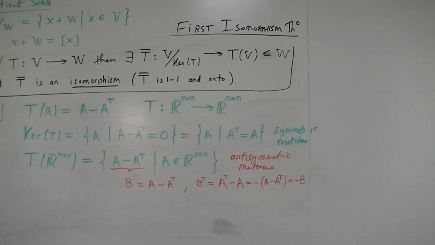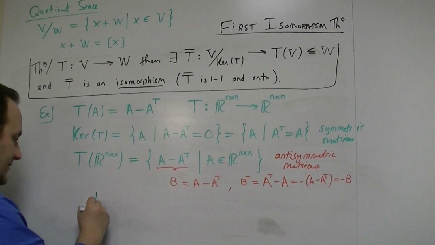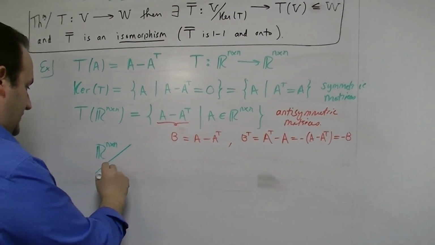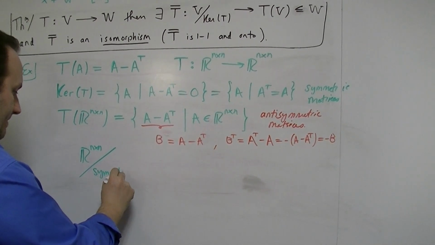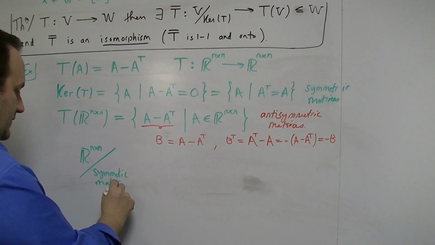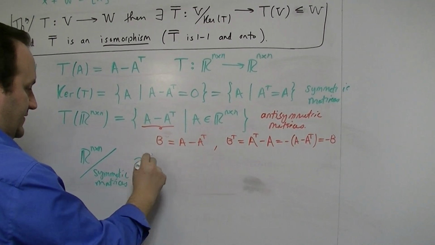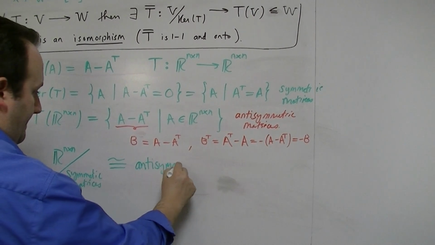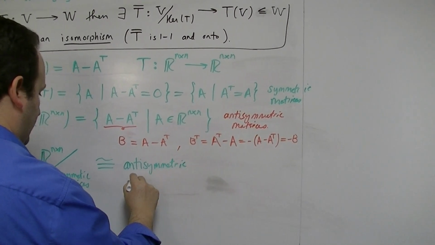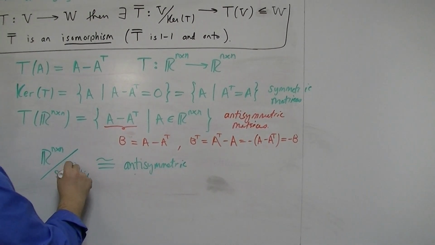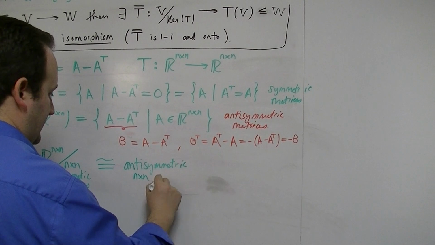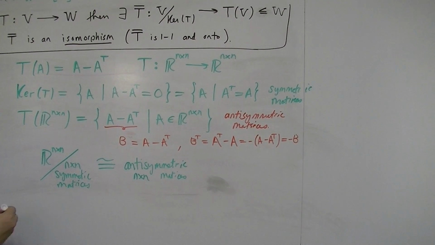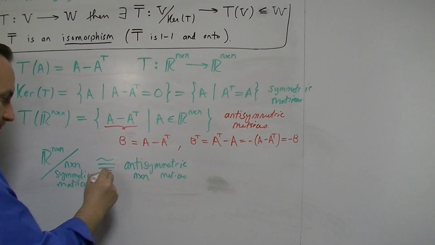First isomorphism theorem tells us the following. It tells us if I look at the set of n by n matrices and I quotient by the set of symmetric matrices, what I'm left with, that quotient space, is isomorphic to the set of anti-symmetric n by n matrices. And what provides that isomorphism is this T-bar mapping we've been talking about.